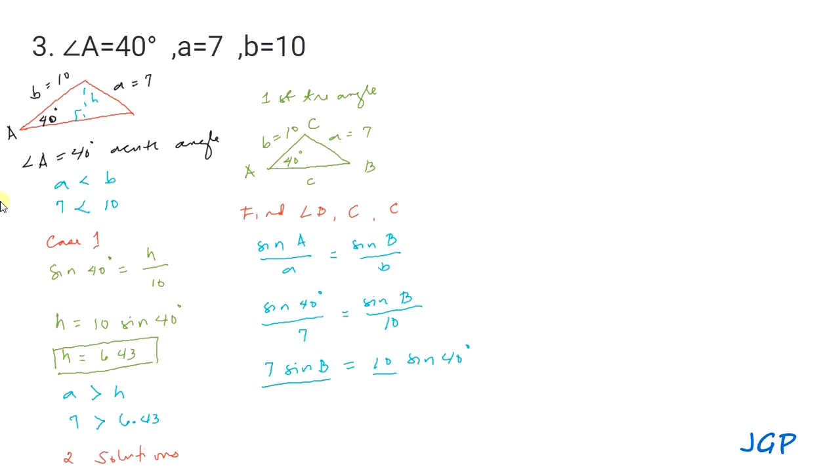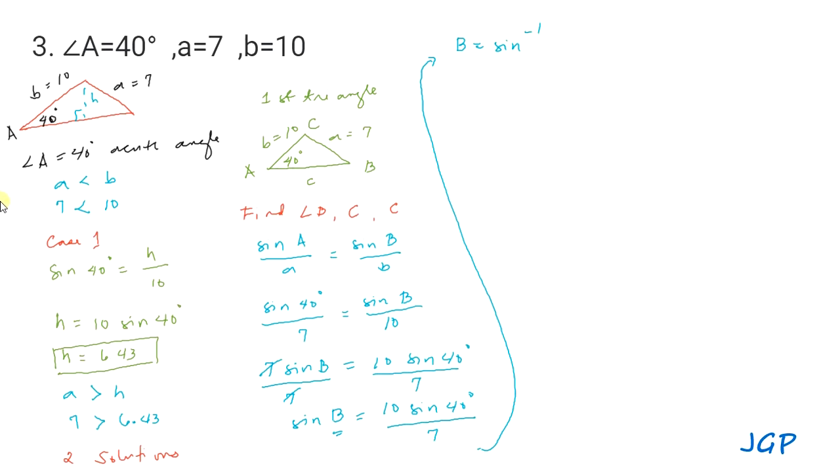Since we're looking for the angle B, let's divide both sides by 7. So, you have now sine of angle B equals 10 sine of 40 degrees over 7. Since we're looking for this B, so ang gagawin natin is B now is equal to sine inverse, or raised to the negative 1, times yung buo nating fraction. Then 10 sine 40 degrees over 7.